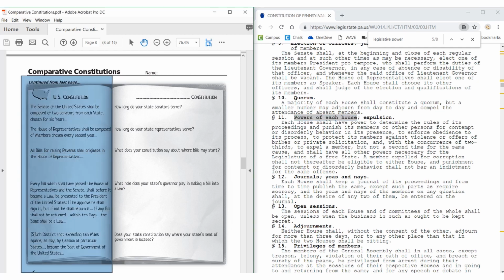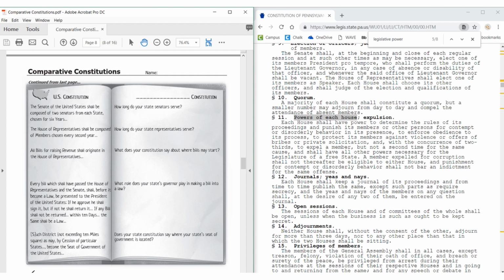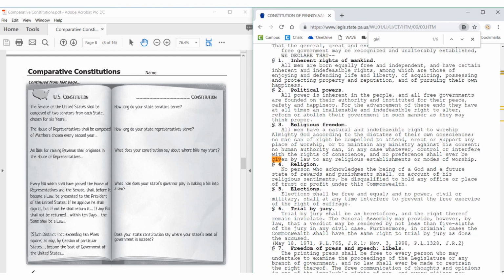Every bill which shall have passed the House of Representatives and the Senate shall, before it become a law, be presented to the President of the United States. If he approve, he shall sign it. If any bill shall not be returned within 10 days, the same shall be law. So what does it say about the governor in making laws? Well, let's just search governor.